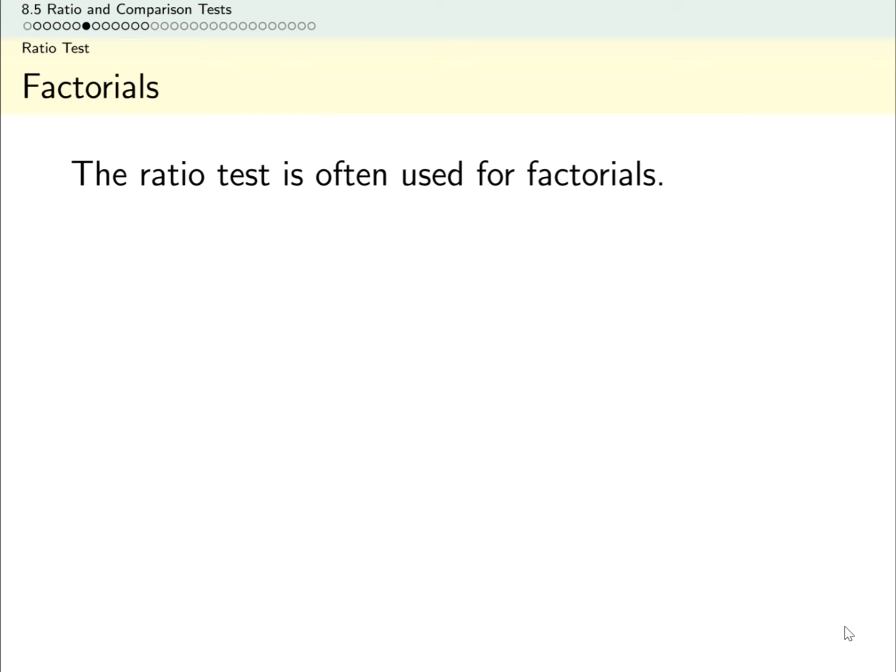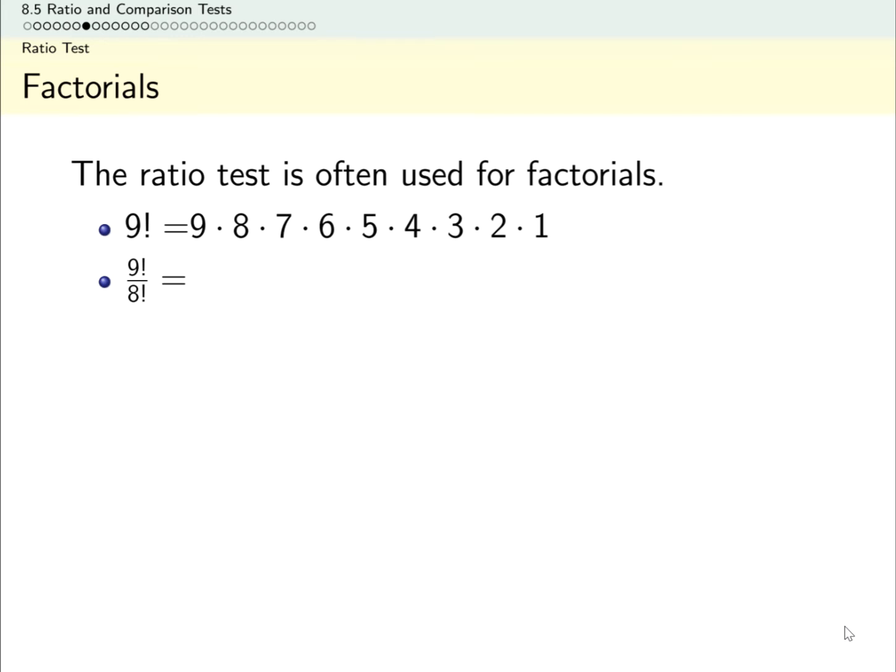The ratio test often comes up when you have factorials in your series, so let's do a quick review of factorials. To take the factorial of a positive integer, we multiply that integer with every number less than it down to 1. So for 9 factorial, that'll be 9, 8, 7, 6, 5, 4, 3, 2, and 1.